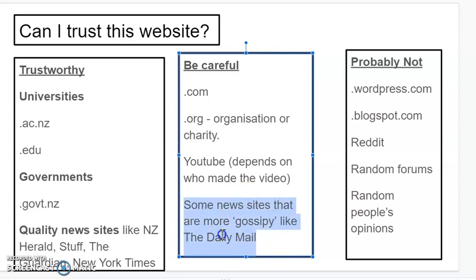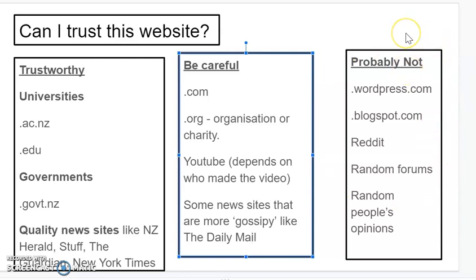This is a website. Some of these news sites are more about scandal and gossip, kind of like the Woman's Day, and they'll often post a lot of rumors or be quite over the top. So when you're looking at a news site, look for the tone.